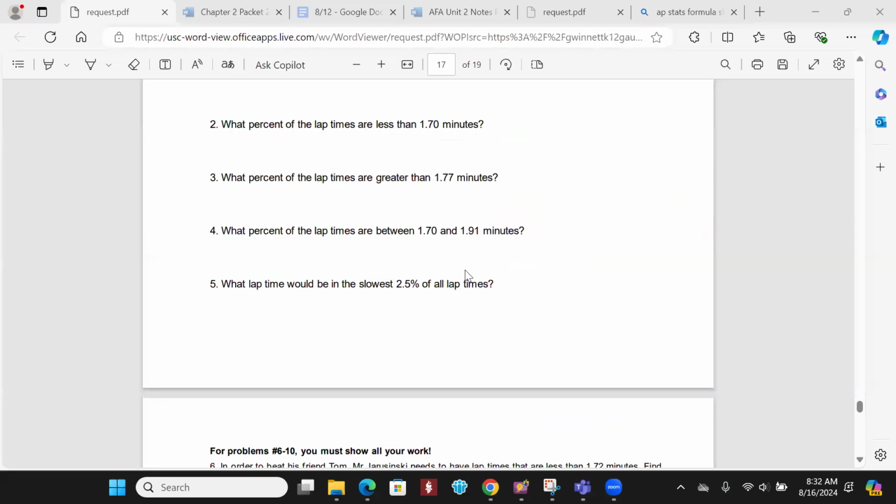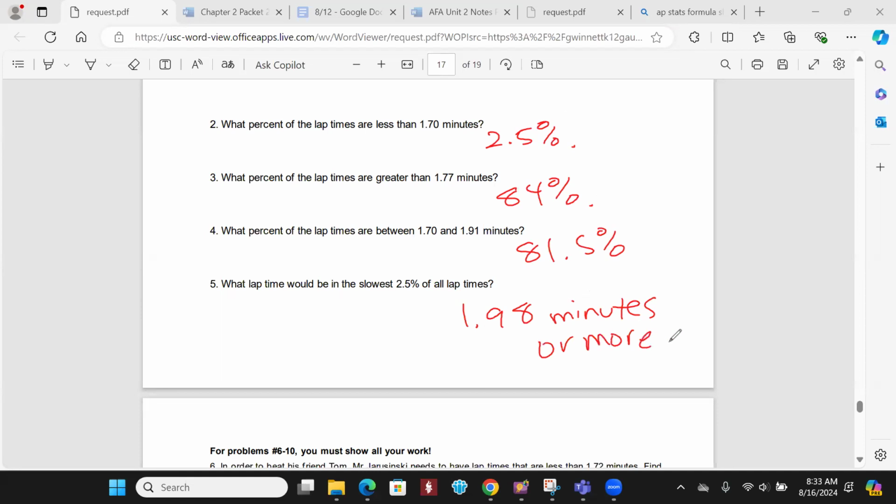Coming down to the next one. It says what percent of the laps are less than 1.7? So just checking your answers. If you need me to go through it, let me know. But 2.5%. The next one should be 84%. The next one should be 81.5%. And the last one is 1.98 minutes or more. Any questions about 2, 3, 4, 5? Okay. Don't just write down the answer. Understand it.